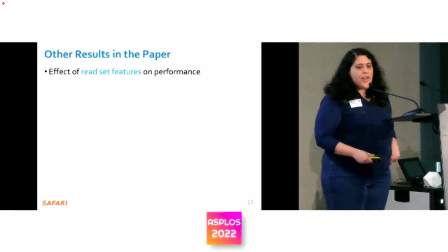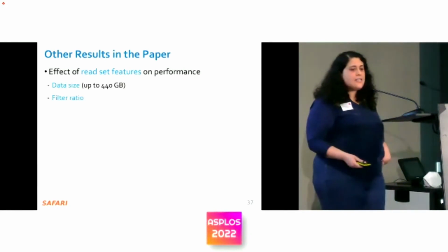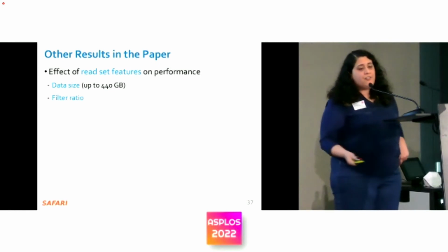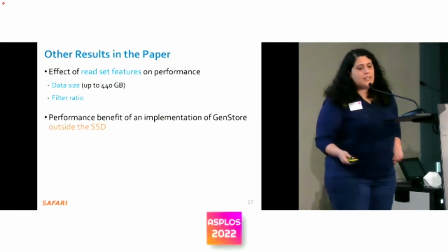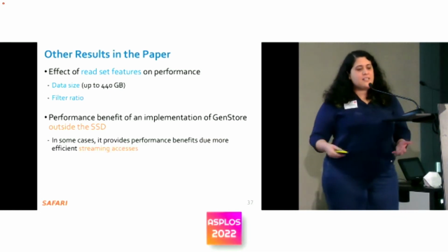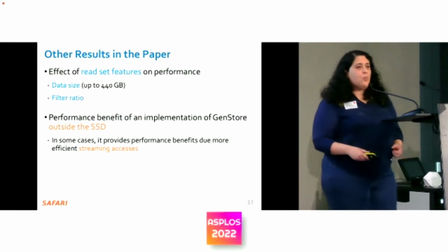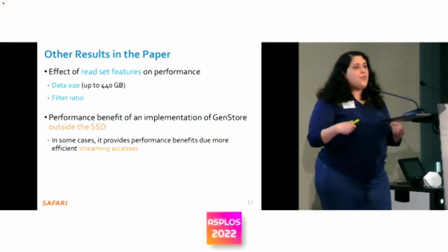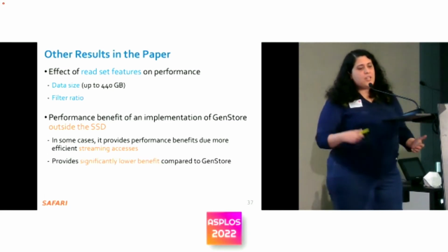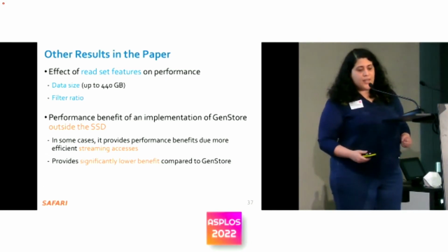So I quickly skimmed through other results that we provide in the paper before summarizing this talk. We analyzed the effect of read set features on performance, such as data sizes and various filtering ratios. And we also analyzed the performance benefit of an implementation of GenStore outside the SSD. And we observed that in some cases, it actually provides a performance benefit compared to the baseline due to more efficient streaming accesses, but its performance benefits compared to GenStore inside the SSD are significantly lower.